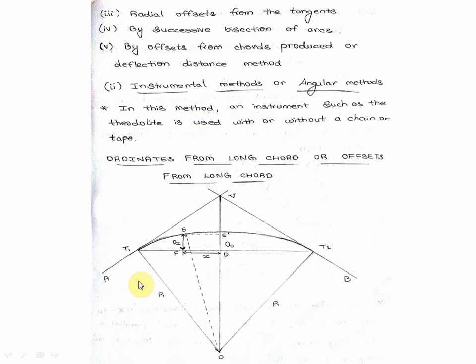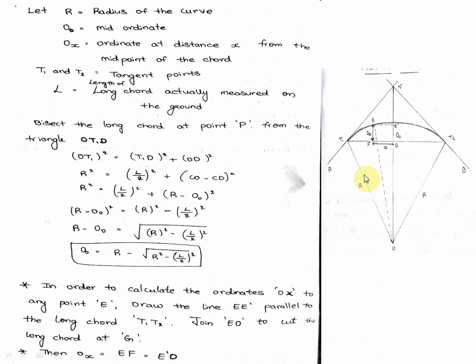Here you can see the figure: radius, long chord, length of curve, this is the curve, mid-ordinate, and versed sine distance. Let R be the radius of the curve, O0 the mid-ordinate, and Ox the ordinate at distance x from the midpoint of the chord. T1 and T2 are the tangent points, and capital L is the length of the long chord actually measured on the ground.